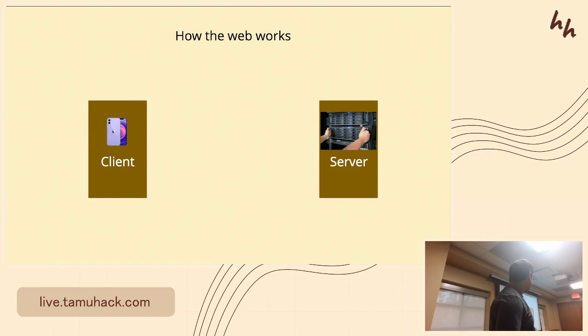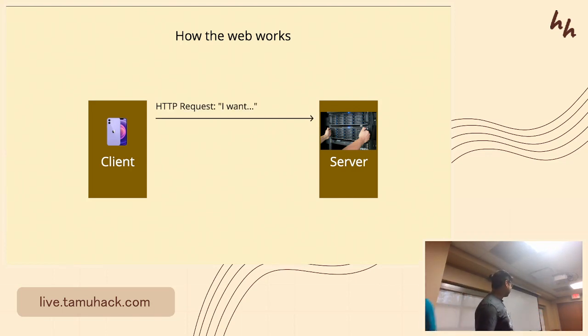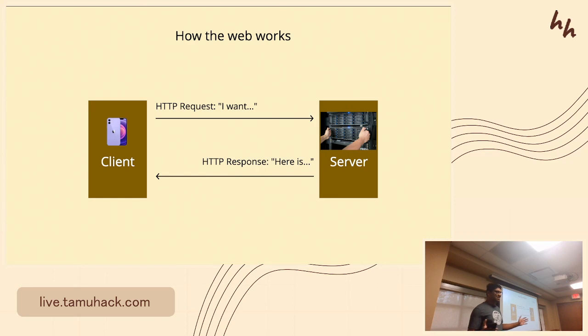So let's talk about how the web works. Any transaction has a client and a server. So your client could be your phone, a web browser, other servers. It doesn't really matter. The client says, "Hey, I want something." That's called an HTTP request. And so then the server will respond with a response saying, oh, here it is. So that's how it goes. That's the basic interaction between a client and a server.